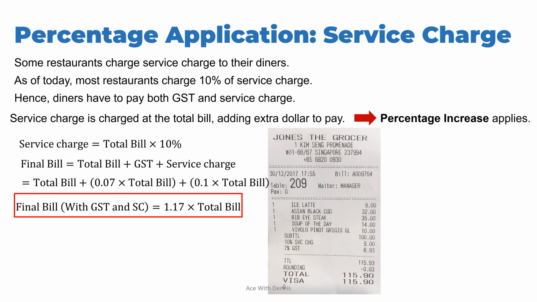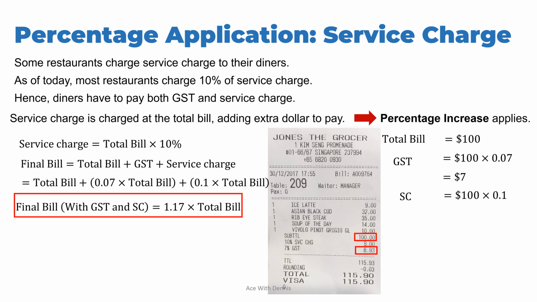Alright, so now let's look at this example. From here, this is the receipt that we have. The total bill is $100. Now the GST is 7%, so $100 times 0.07, which is $7. Which is written here, so it is 6.93, which is close to $7. Now the service charge is 10%.